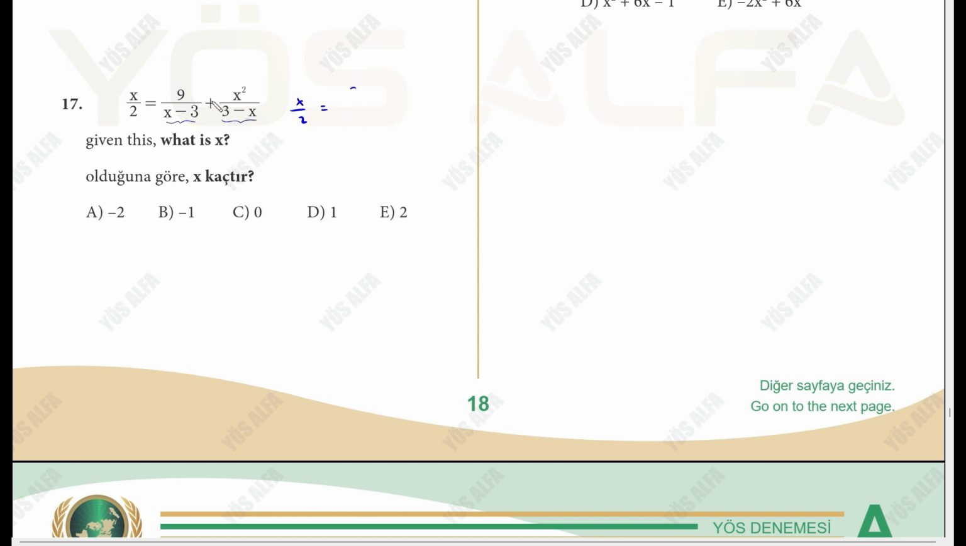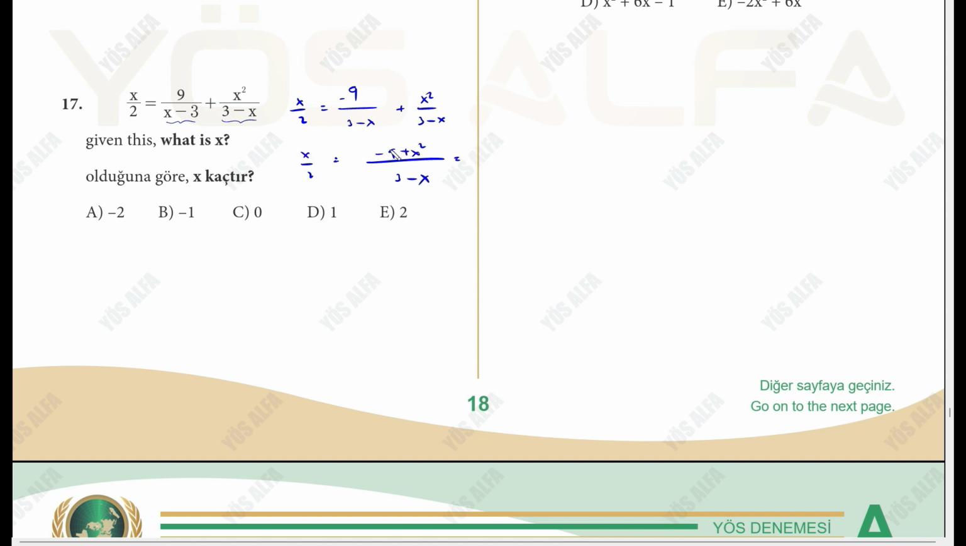Since we have different denominators, I'm going to make them equal by multiplying both the denominator and numerator by -1. So we have 3 minus x, and at the numerator we have -9, so plus x squared over 3 minus x. Since we have the same denominators, we can sum them up. So minus 9 plus x squared is equal to x over 2.